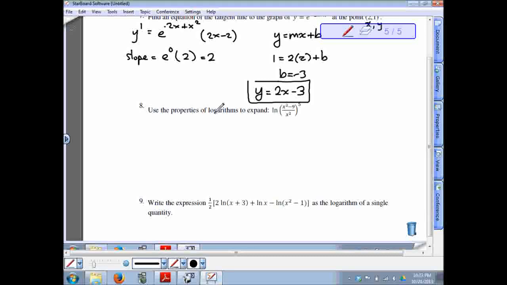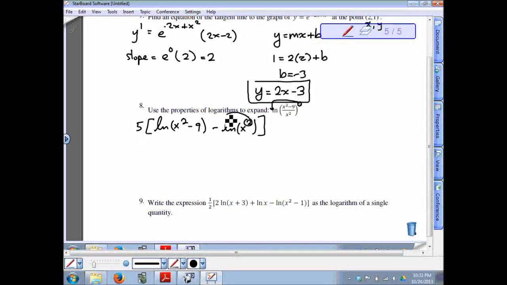Okay, properties of logarithms. There is a quotient that we can expand using subtraction of 2 logarithms, but we have to take care of this exponent before we can expand the quotient. So the 5, this 5 is going to drop down in front. And then we can expand using subtraction. And now x squared minus 9 is the difference of squares.